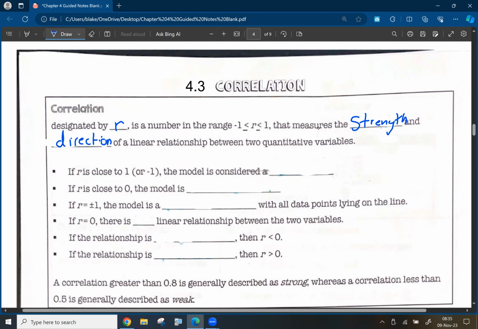So think of the NBA dunk contest, where someone dunks it and then they give them a score like, oh, that was a 10 out of 10. That was a perfect dunk. Or it's like a 3 out of 10. That was a pretty crappy dunk. That's what the R value does for scatter plots. Basically, it gives a value to how strong or how weak the correlation is, as well as if it's positive or negative too.